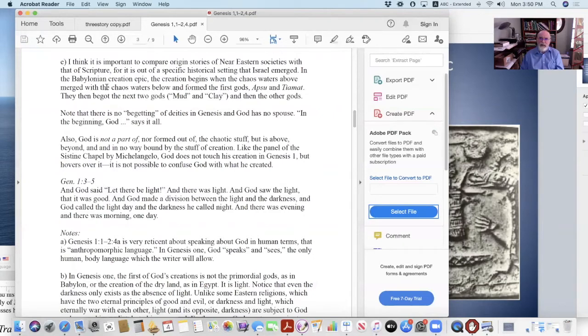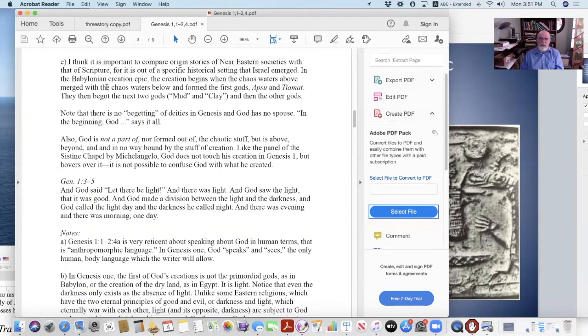The first thing to mention about this is relative to the biblical literature. God doesn't beget any gods. God has no spouse. God is not married. He has no gender. He doesn't beget deities that bring about his creative activity. In the beginning, God says it all.